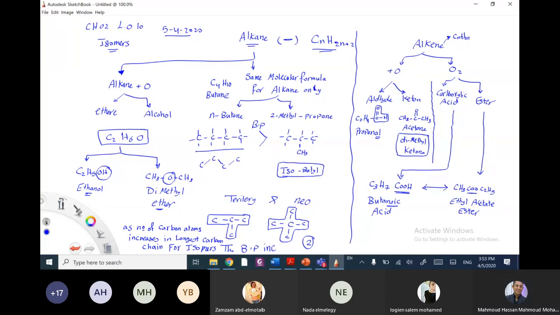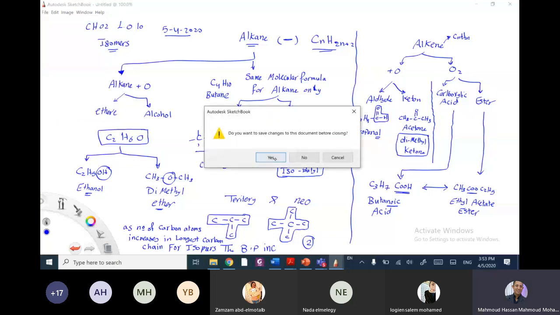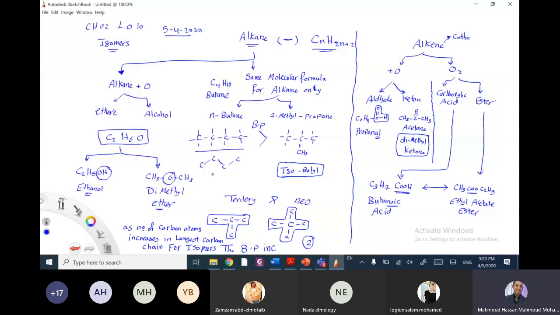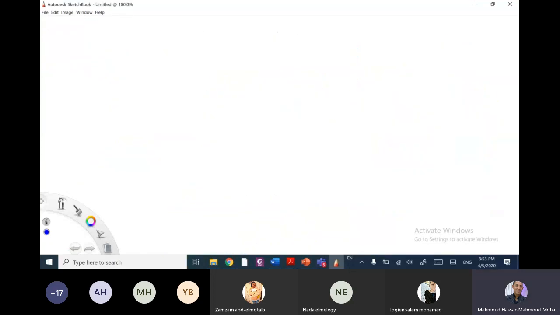Okay, let's go back to a type of isomers for the alkane. It's called the optical isomers. Before talking about the optical isomers, we are going to talk about the thing called the chiral atom.